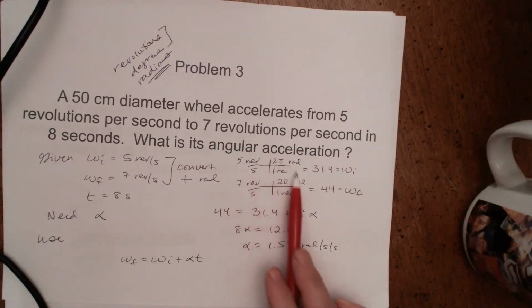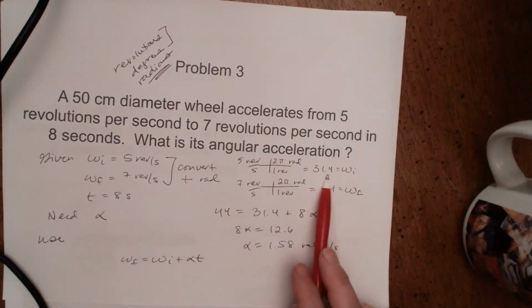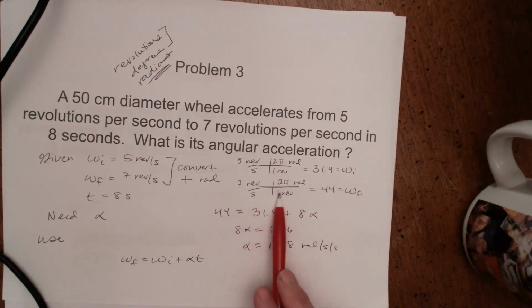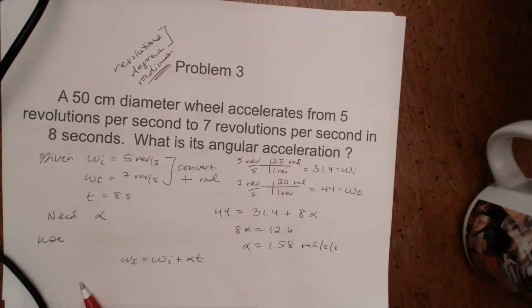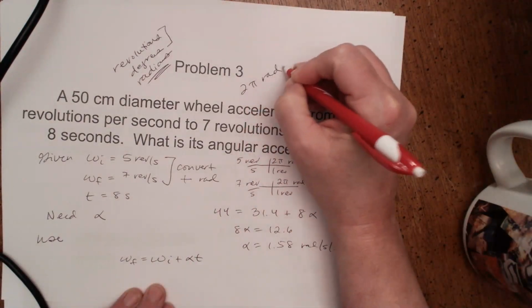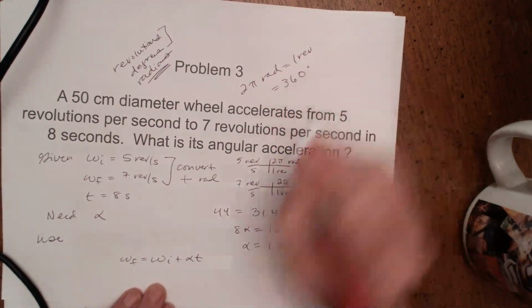So I do 5 times 2 pi. That gives me my initial angular velocity in radians per second. Same with my final velocity, 7 times 2 pi. And then I can put those numbers in the equation. So there's just an additional step there in terms of converting. And remember, for a full circle, 2 pi radians equals 1 revolution, and that also equals 360 degrees.